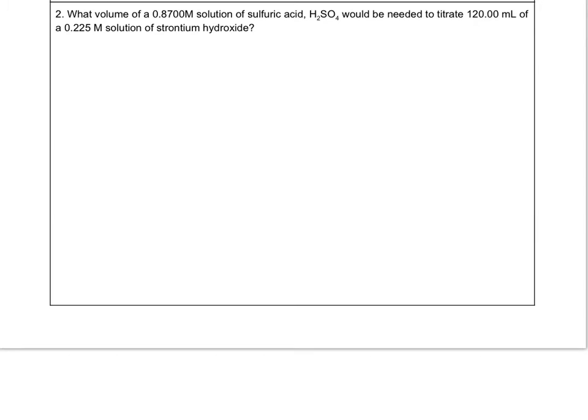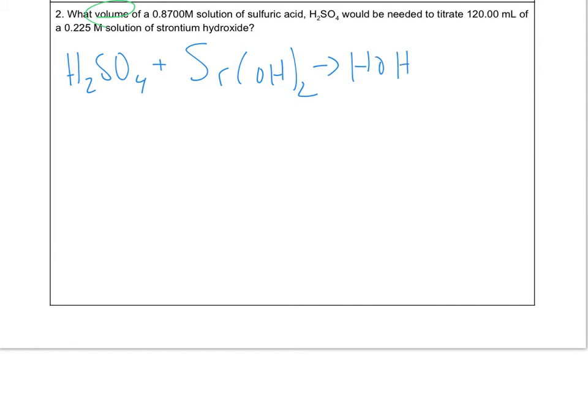Okay, number 2, what volume? This time we're looking for volume of 0.87 sulfuric acid. So let's write that down. We got H2SO4 plus strontium hydroxide, Sr(OH)2. So we get HOH and SrSO4. Changes this to a 2. I'm going to just disregard all of this. It's all balanced now. So it's still a 1 to 1.